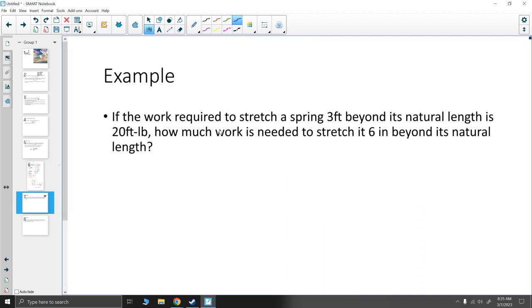If the work required to stretch a spring 3 feet beyond its natural length is 20 foot-pounds, how much work is needed to stretch it 6 inches beyond its natural length? Okay, so now we're in foot-pounds, but the concept is still the same. The work required to stretch it 3 feet is 20 foot-pounds. It's not foot per pound, it's 20 foot-pounds, which is equal to the integral of kx dx, where we're stretching it 3 feet beyond its natural length, so from 0 to 3.